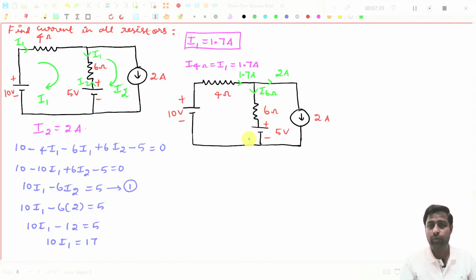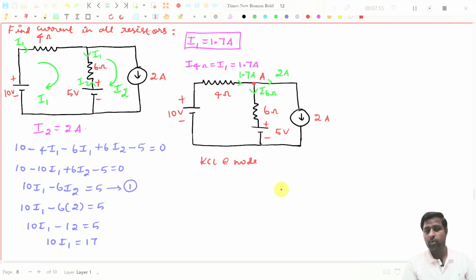For that, I have to assume this node as A. I will take a different color. So this will be node A. So I apply KCL at node A. You see, this will be I1, that is 1.7 amperes, and this will be I2, but this current, the current through 6 ohms, I have assumed in this direction. If I get a negative value, then I have to reverse this direction, right? So put the equal to symbol.